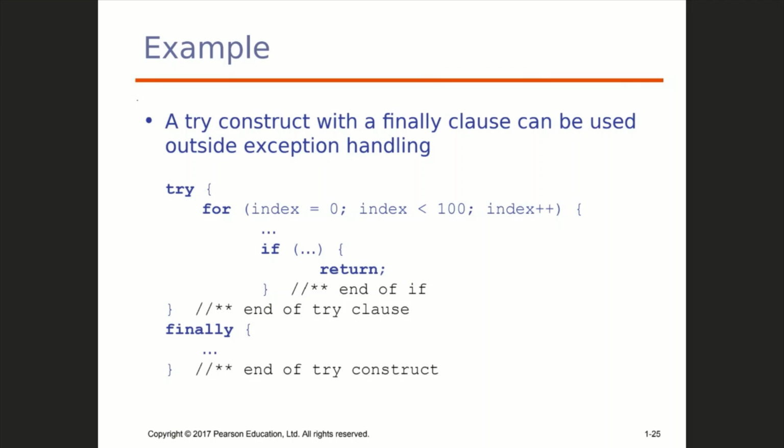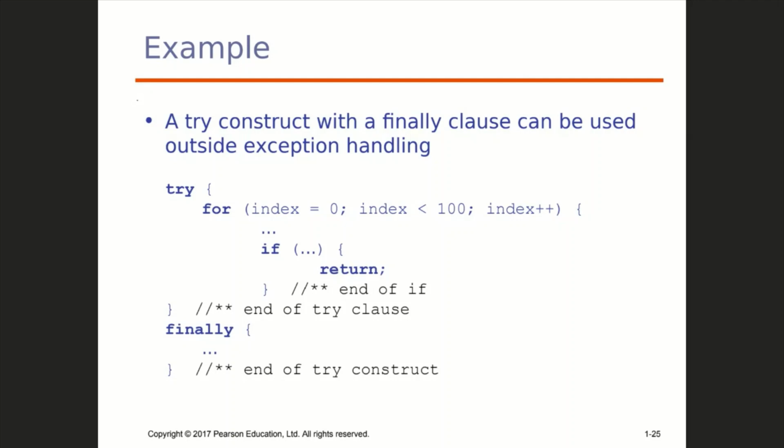Don't expect that a missing catch block is an error. No, it's not. This way of writing the try is also fine. So here in the slide you see a try block with the finally block. The idea is the try contains a for loop for index 0, index less than 100, index plus plus. That means this loop will be executed 100 times, and there are some conditions.